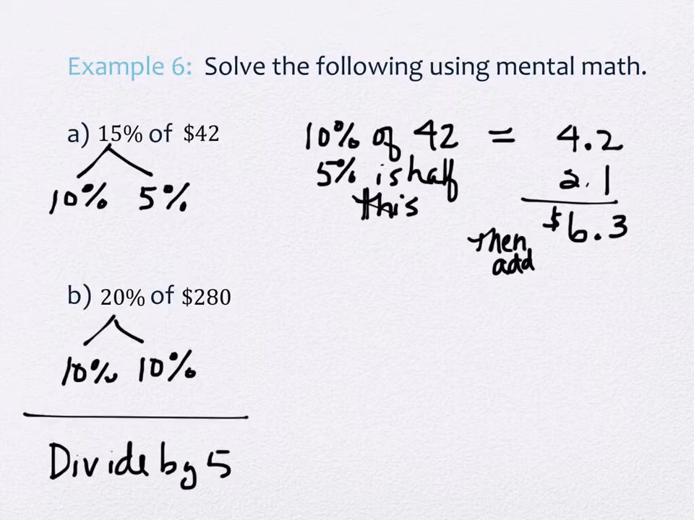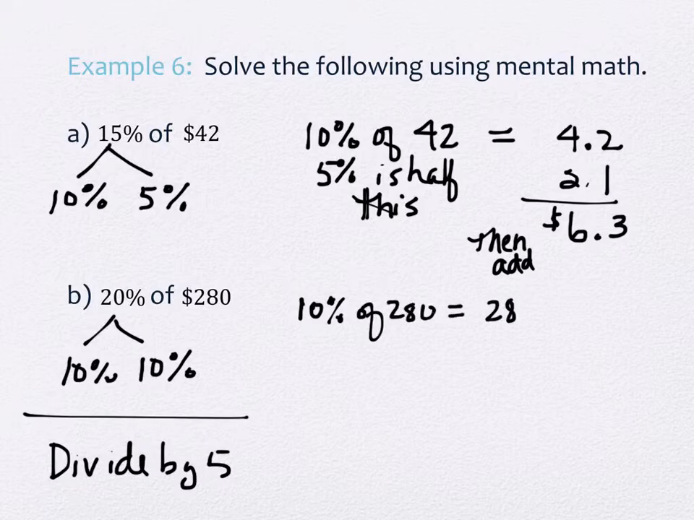Okay, so one option is to break it down kind of like we did on the first one: 10%, 10%, and then add them together, or 10% and multiply by 2. So what would you get for 10% of this? 28. And then we can double. So what would double 28 be? 56.